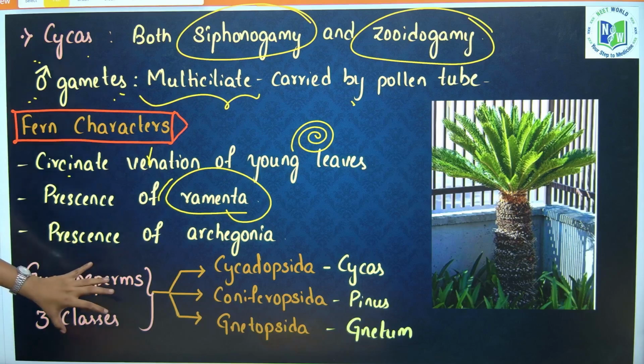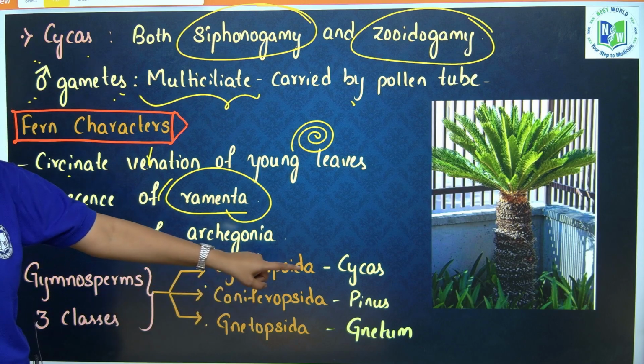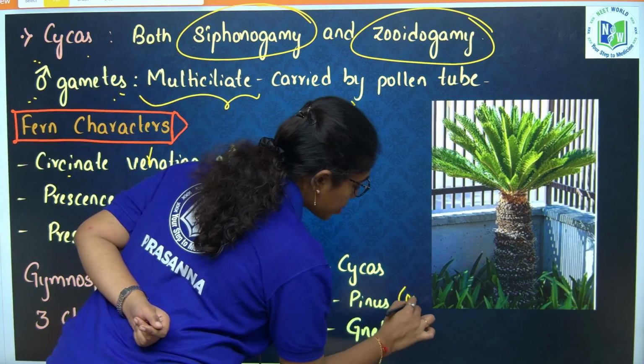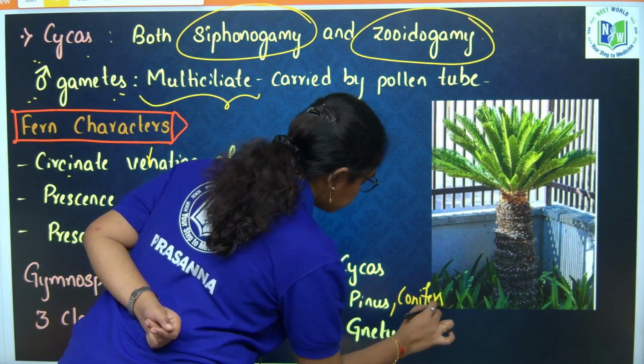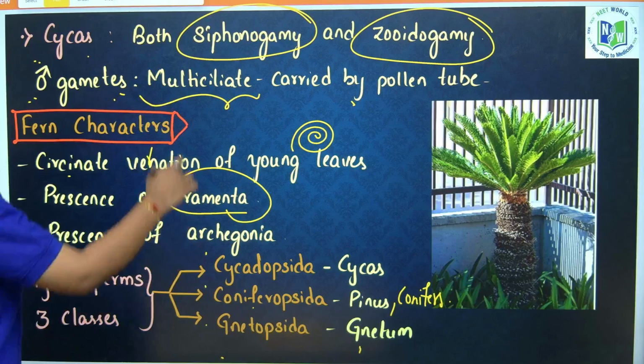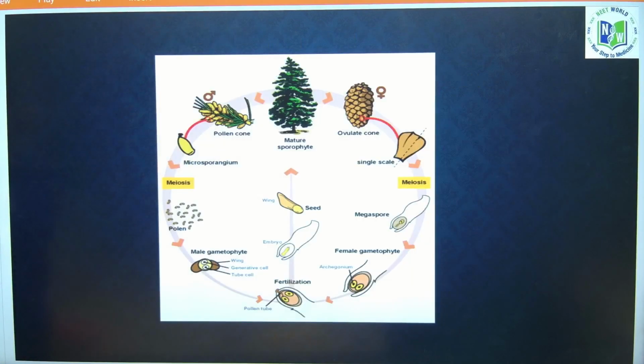So there are three classes of gymnosperms. They are Cycadopsida, Coniferopsida and Gnetopsida. Cycadopsida include Cycas, Coniferopsida include Pinus and conifers, and Gnetopsida include Gnetum. Clear?